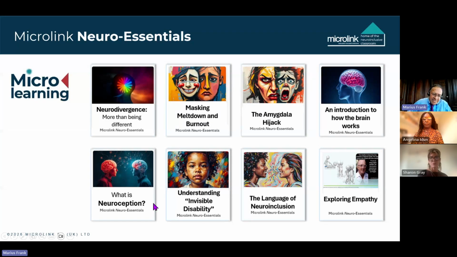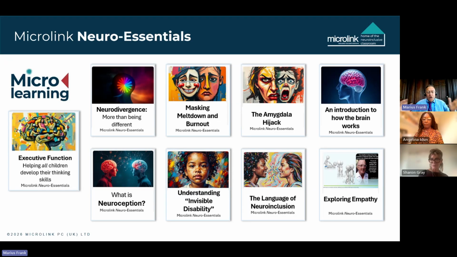I was amazed to see the new 5 priority areas from the DFE coming out, one of them being something that some people called executive function. And guess what? We've got a unit already in our program. We've anticipated well where things are going.